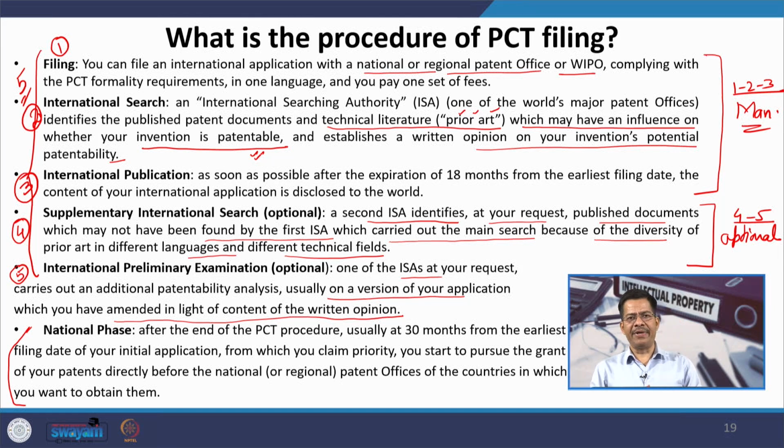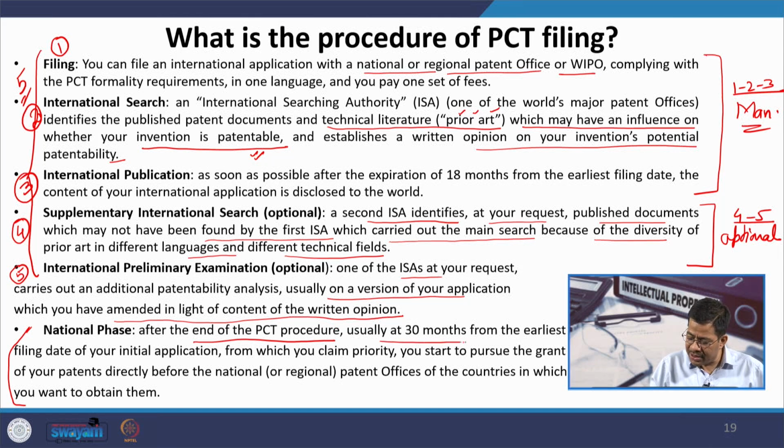Same thing is in case of PCT. This international phase is like pathology, where you got the examination report with you. Now, with that examination report, you will go to different countries' patent office or regions' patent office, because the protection will be given by those country or region. So, it is similar to treatment done by a hospital. So, national phase is after the end of the PCT procedure, usually at 30 months from the earliest filing date of your initial application, from which your claim priority starts.